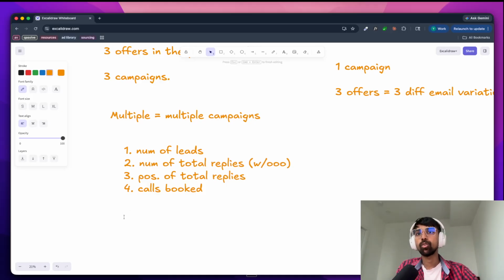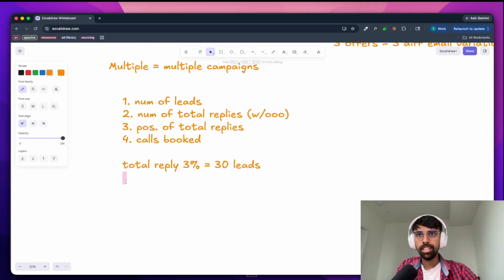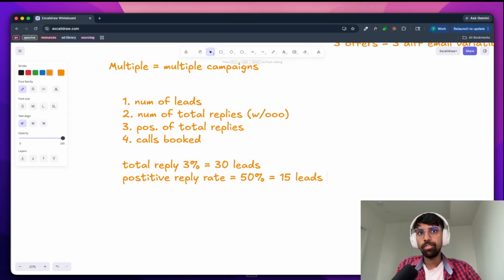So for example, say your total reply rate is 3%, total leads is 30, and your positive reply rate is, let's say, 50%. Then it means 15 leads were positive. This is an extremely good ratio. Overall, your positive reply rate is essentially 1.5%, which is way above the industry average.